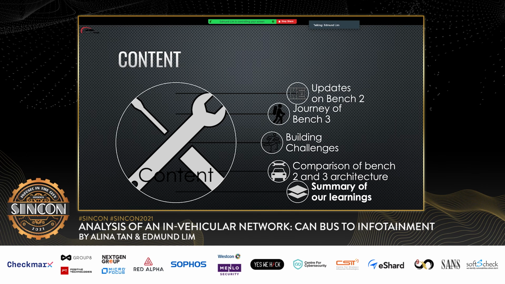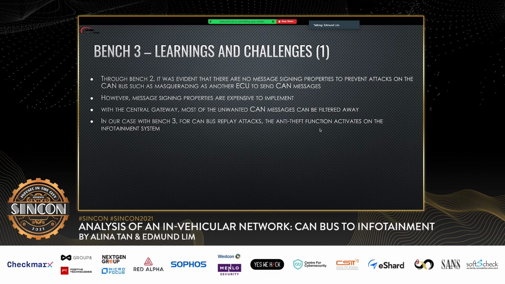So, a summary of our learnings. Some of our learnings and challenges through bench 2: it was quite evident that there are no message signing properties to prevent attacks on the CAN bus. So once you're in the CAN bus and have, let's say, the wake-up signal in the bench setup, you're free to do whatever you want, acting as a rogue ECU. Message signing can be very expensive to implement. One way that we discovered they were trying to prevent such layman attacks is through the central gateway, which will mostly filter out unwanted CAN messages. So going through a traditional way of connecting to the OBD2 and injecting CAN messages is actually not possible.